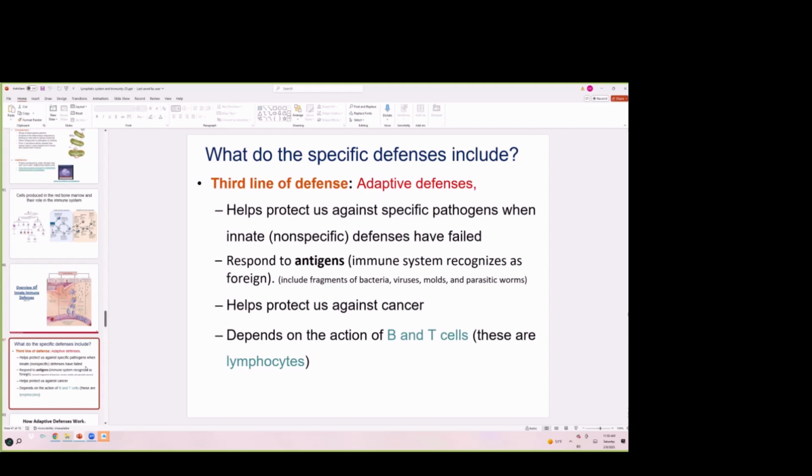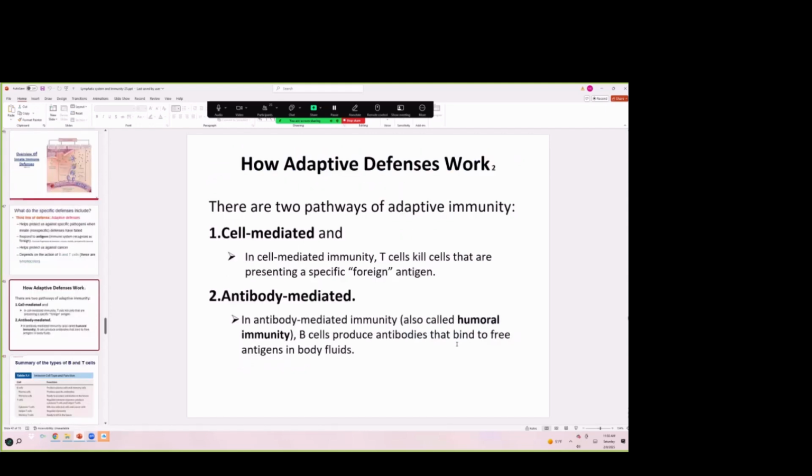So who are the players in this third line of defense? They are those cells called lymphocytes. They are the B lymphocytes, the white blood cells that mature in the red bone marrow. Hence, they are called B lymphocytes, and T lymphocytes, those that mature in the thymus gland. So we could describe these two in two sections.